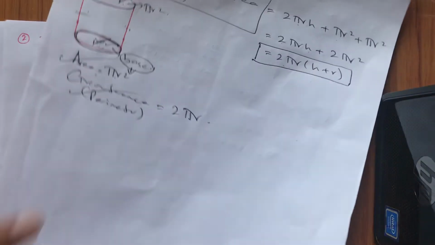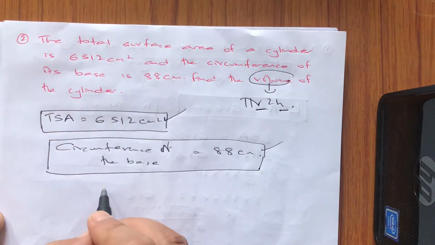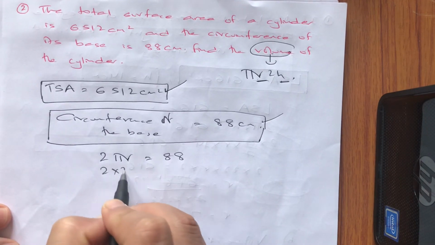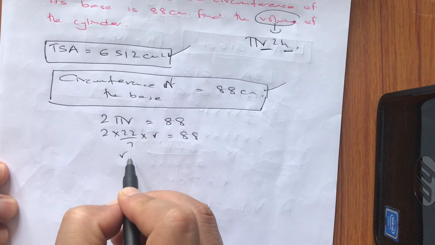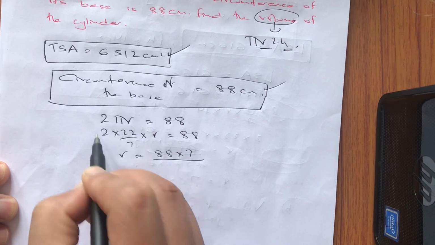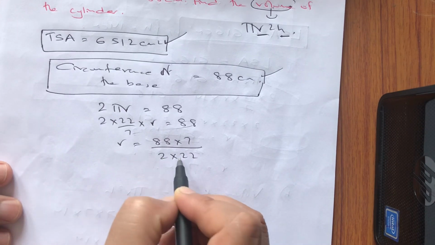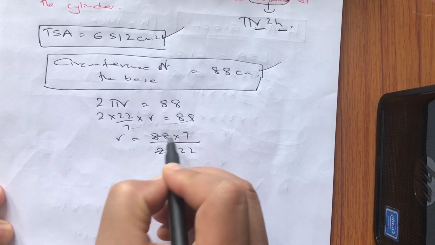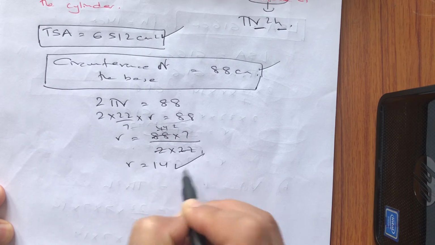Just now I told you circumference of the base is equal to 2 pi r. So we write 2 pi r is equal to 88 centimeter. Then 2 into 22 by 7 into r is equal to 88. So r is equal to 88 into 7, the 7 goes up, and the 2 and the 22 come down. When I cancel them, what do I get? 4 twos are 8, 4 elevens are 44... r is equal to 14. So at least now I got my r.